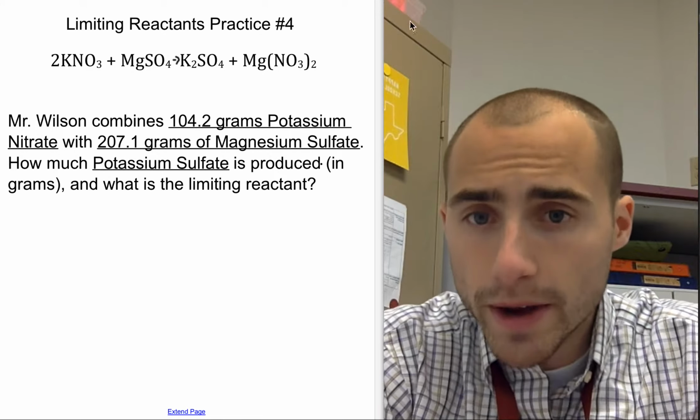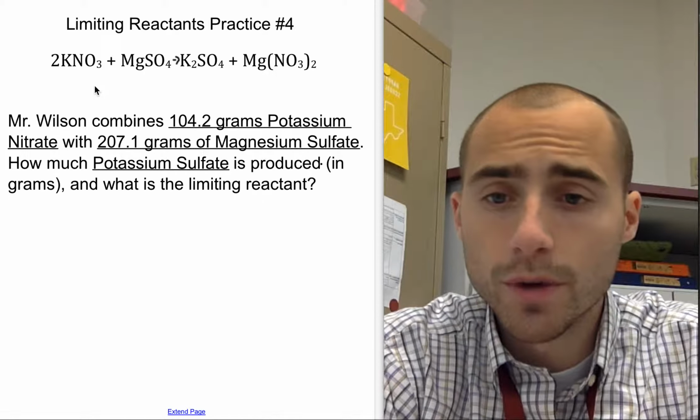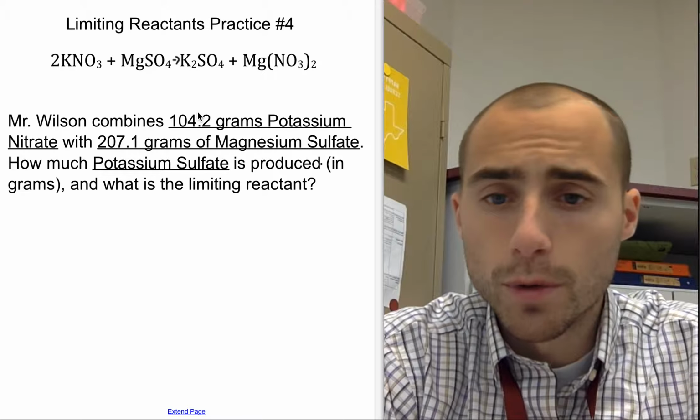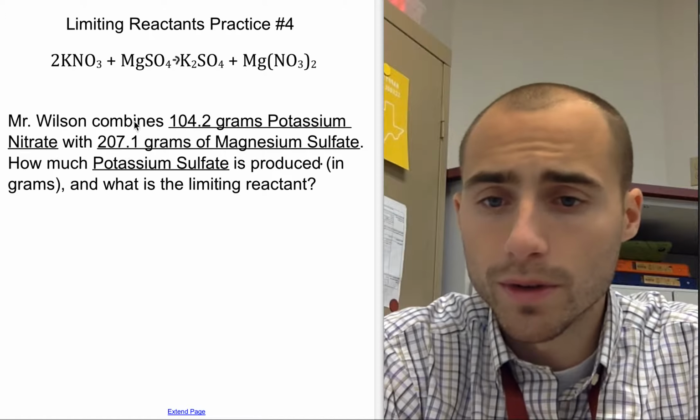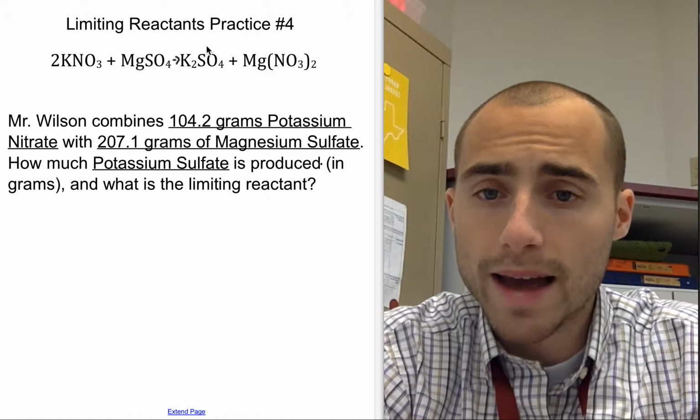Here we go with limiting reactants, practice problem number 4. I've already balanced the equation for you. I also underlined all the key terms that you're going to need to know. 104.2 grams of potassium nitrate, 207.1 grams magnesium sulfate, and we are solving for potassium sulfate.